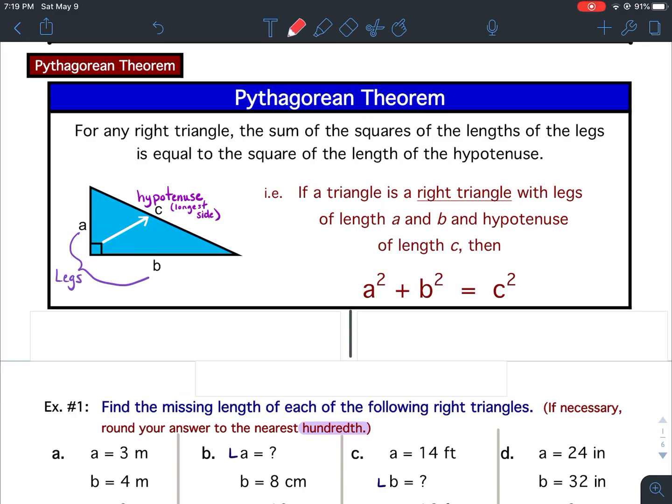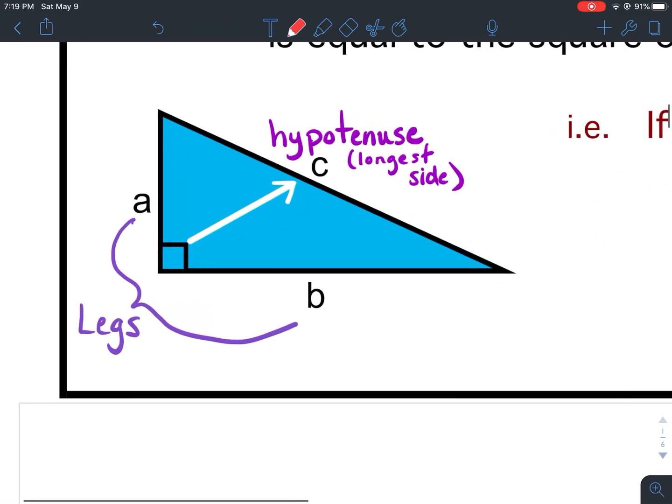So let's take a look at this triangle here. Again, the legs are the two sides that make up the right angle. So here's my right angle, and side A and side B make up the right angle. So they are the legs. The hypotenuse is the longest side.